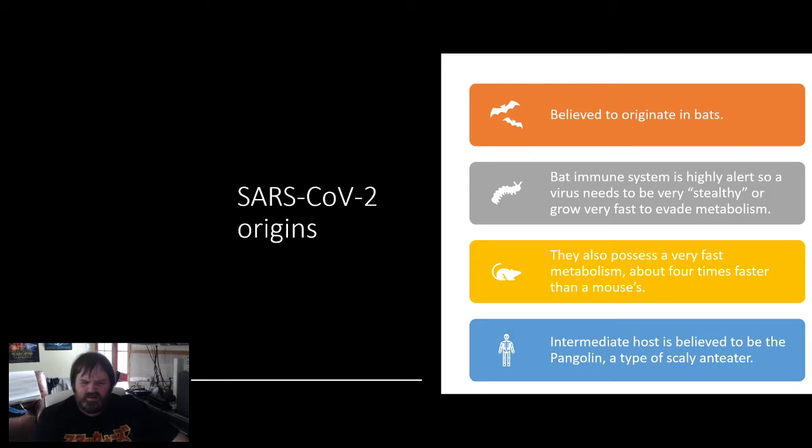So if you are a virus and you have evolved to deal with the bat immune system, getting into a human is like suddenly you're fighting someone in slow motion. In comparison to a bat, they're all over you. The bat immune system is all over you really, really quick.